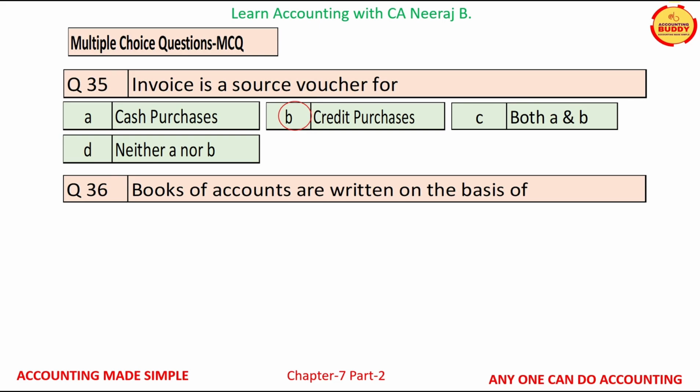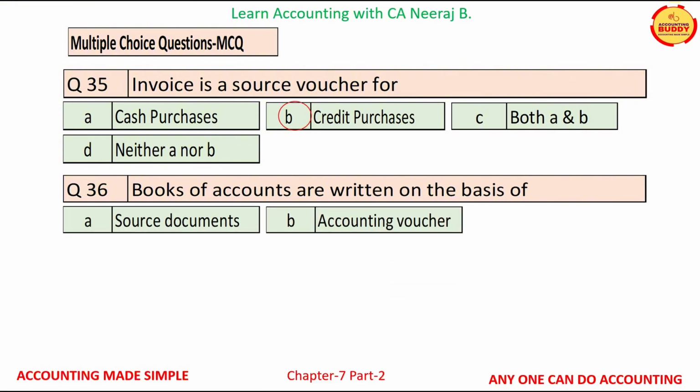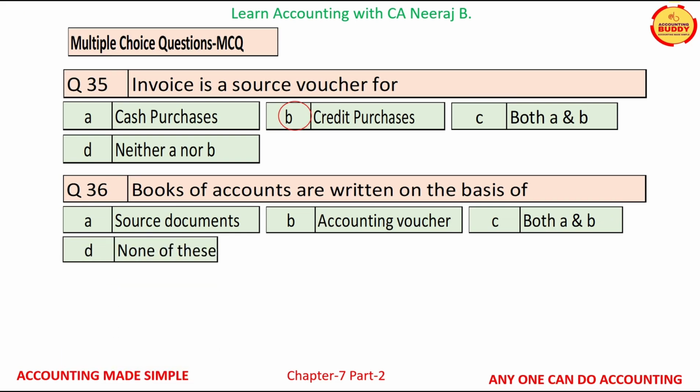Question number 36. Books of accounts are written on the basis of, the options available are option A source documents, option B accounting vouchers, option C both A and B, and option D none of these. And the correct answer is option B, accounting voucher.